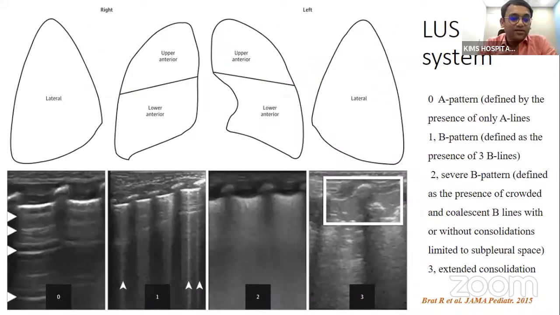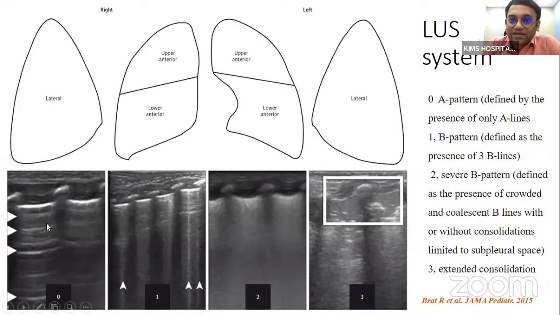So we can use lung ultrasonography not only for the identification of the respiratory syndrome, but certain scores have also been developed to guide us in the management of respiratory distress syndrome with surfactant. One of the old and famous scoring systems was proposed by Brat et al. in 2015, where they divided each lung into three parts, the upper lung, the lower lung and the lateral lung, on both sides, and gave scores of 0, 1, 2, 3 for the different patterns.